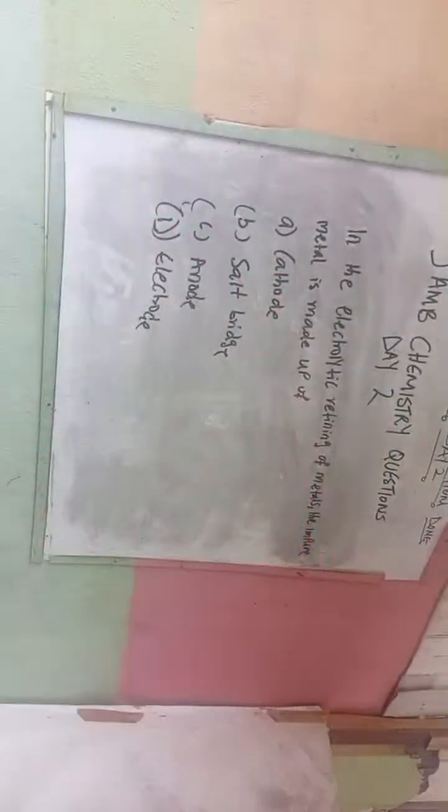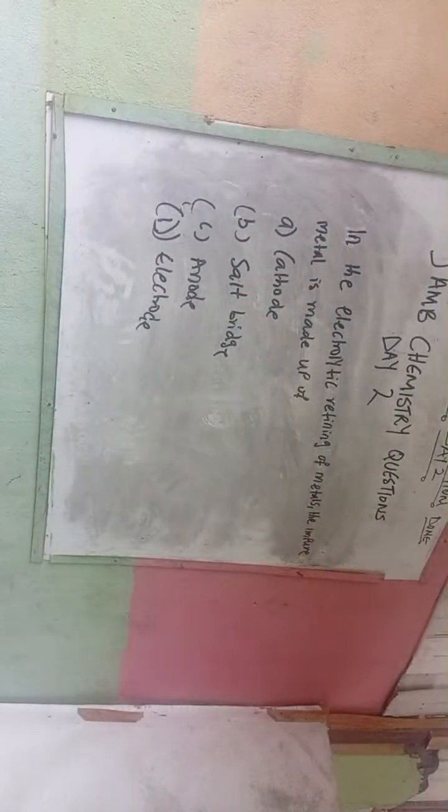So what is the answer? In the electrolytic refining of metals, the impure metal is made up of A, cathodes, B, salt bridge, C, anodes, and D, electrodes. The correct answer is anodes.